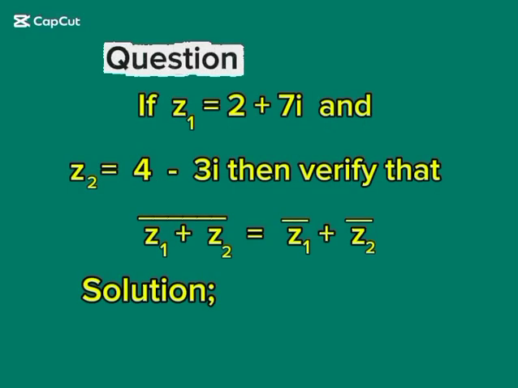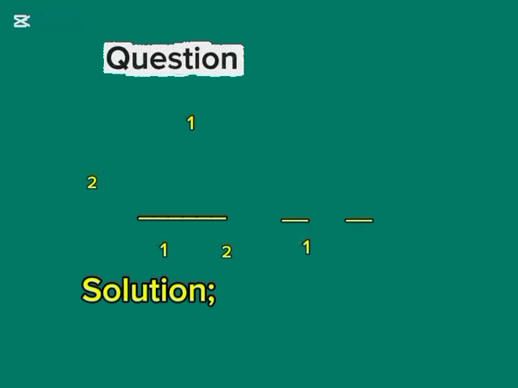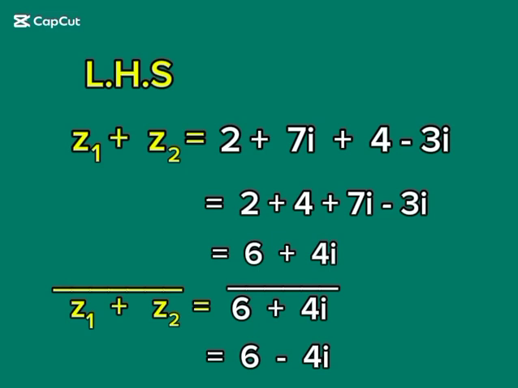The question is: if z1 equals 2 plus 7 iota and z2 equals 4 minus 3 iota, verify that the conjugate of z1 plus z2 is equal to z1 conjugate plus z2 conjugate. Let's start the solution. First, we solve the left-hand side.